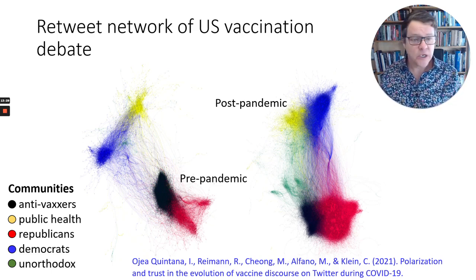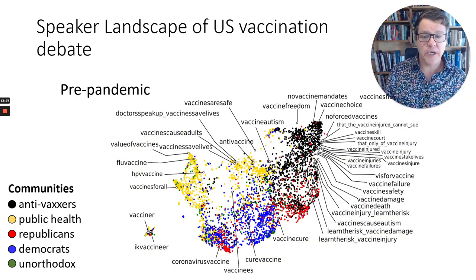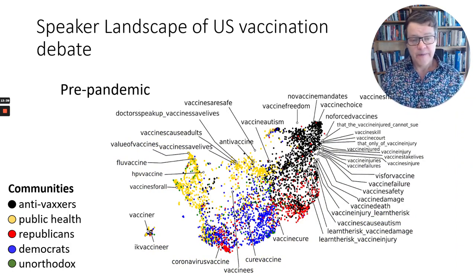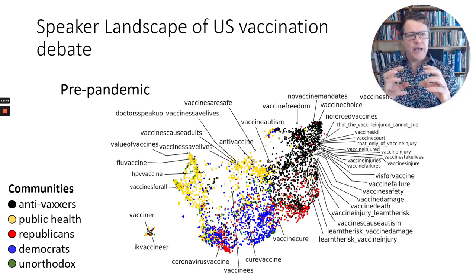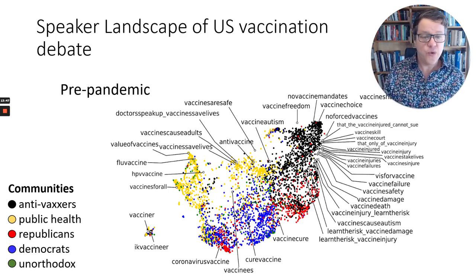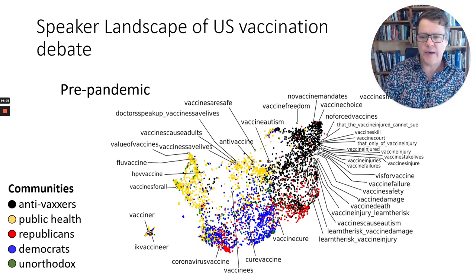So what we did next was we analyzed that same data, now looking at language using our speaker landscape technology. And so this is the pre-pandemic one. We can see that it clearly identifies the different clusters, but there isn't a clear polarized view there. The clusters are apparent, but the polarization isn't very clear, especially the Republicans in red. They are quite close to the Democrats in blue, and then you've got sort of a little bit of polarization between public health in yellow there, and the anti-vaxxers in black.